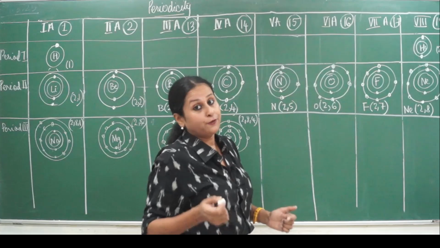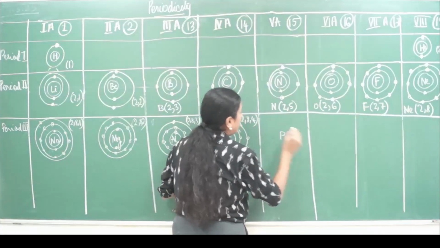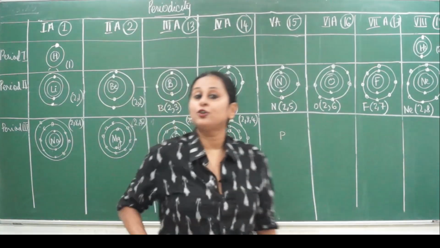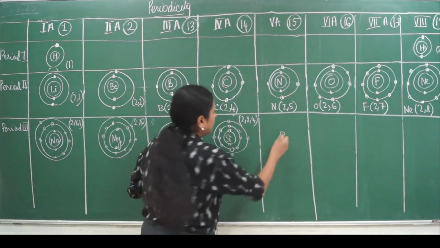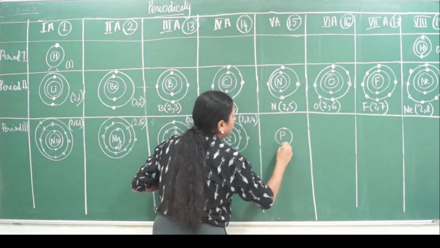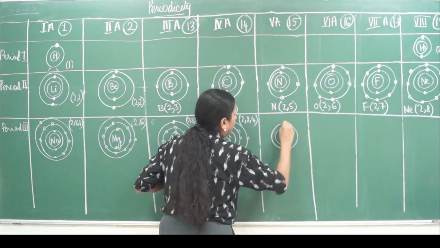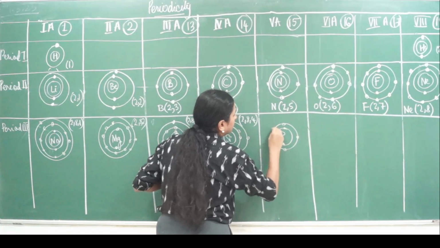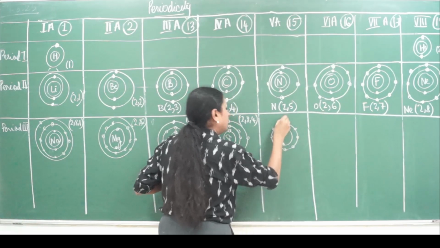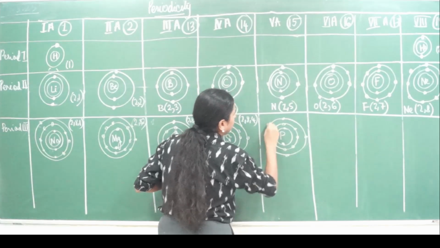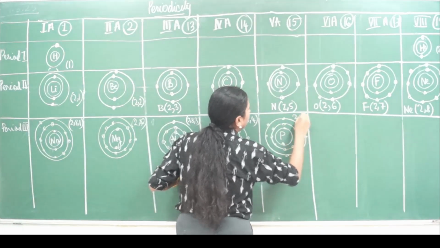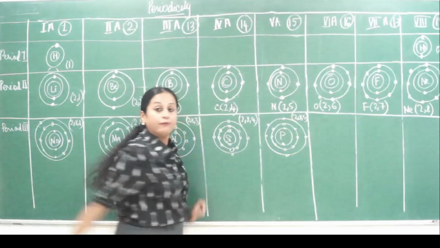So the next member is phosphorus. Phosphorus has atomic number 15. So the electronic configuration will be 2, 8, 5.